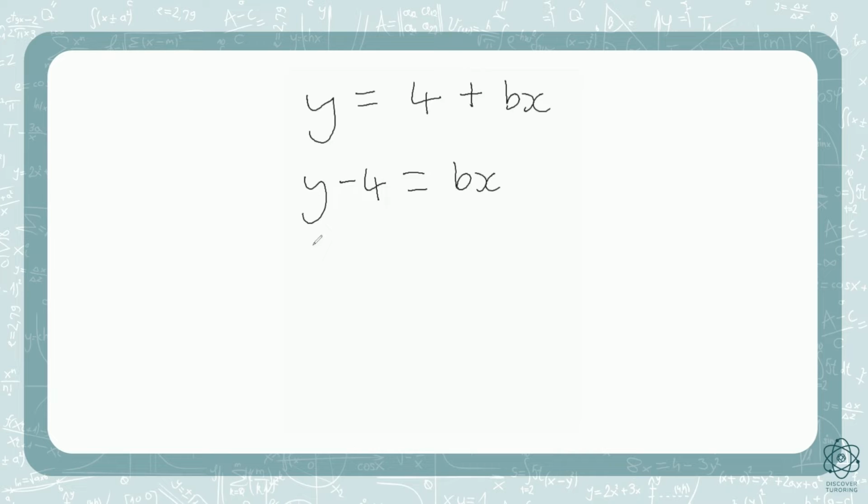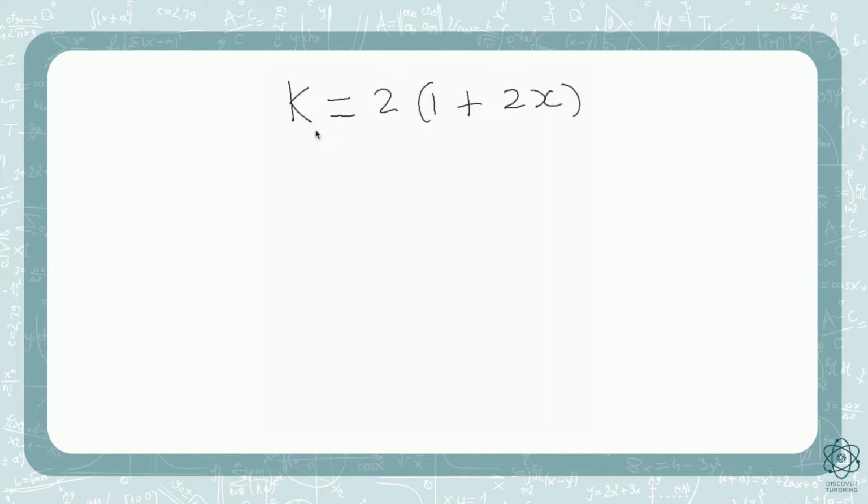So if we were to do that, it would look like this: y minus 4 over b equals x, and then we can swap it around again to make it the way we want. x equals y minus 4 over b, and then we're done with this example.